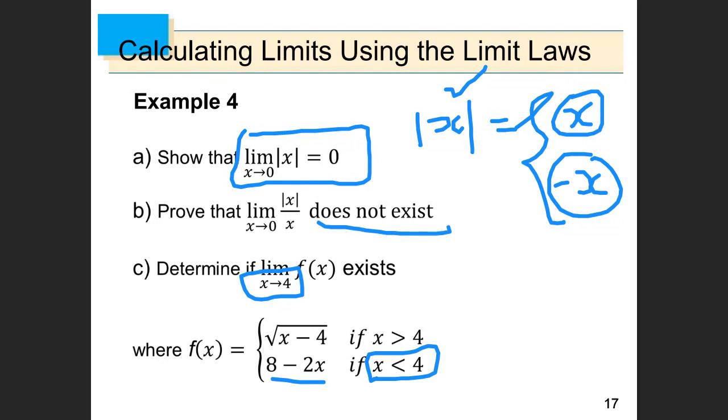Now, what's the limit as x approaches 4 from the right? From the right means x is now greater than 4. It means we're going to use the top function. Square root of 4 minus 4 is 0. You see, from the left is the same as from the right. Therefore, what is your output? This limit exists and is equal to 0. There we go. You have your full marks if you can do that.